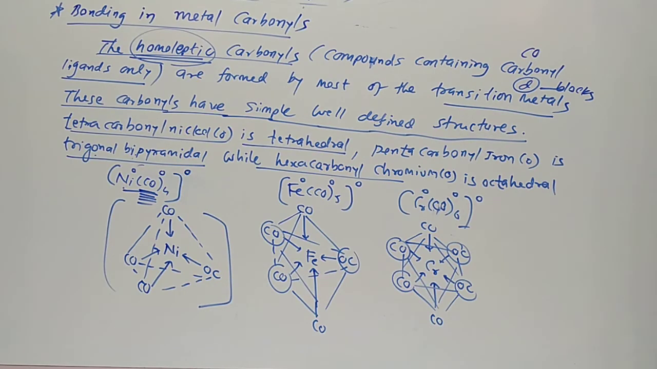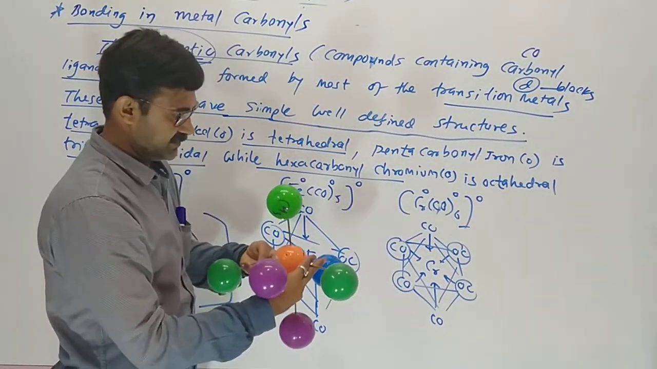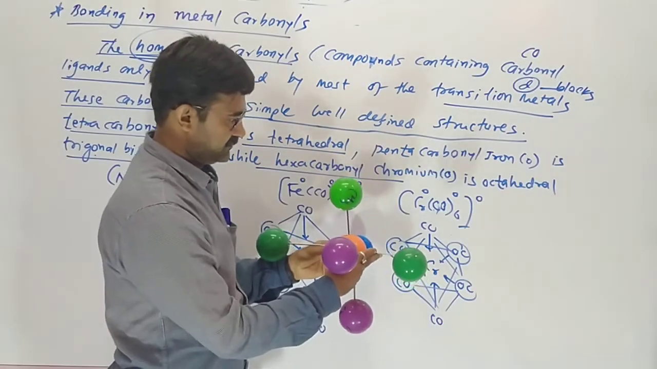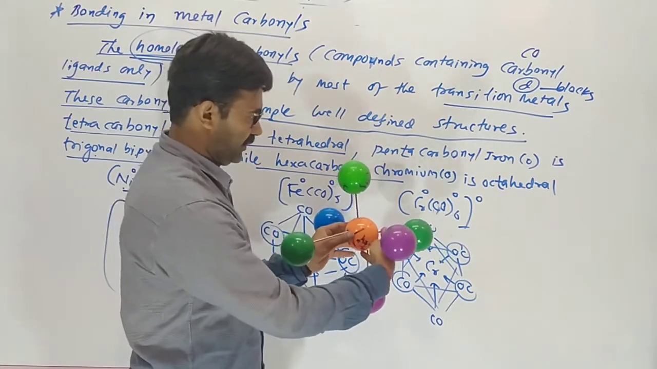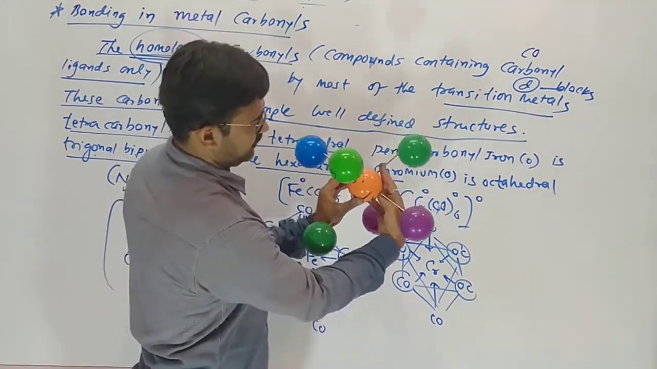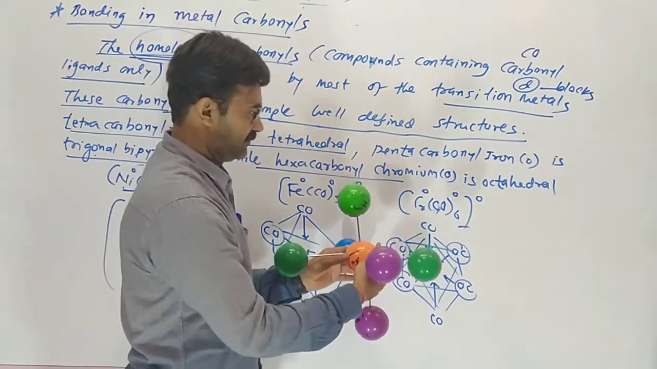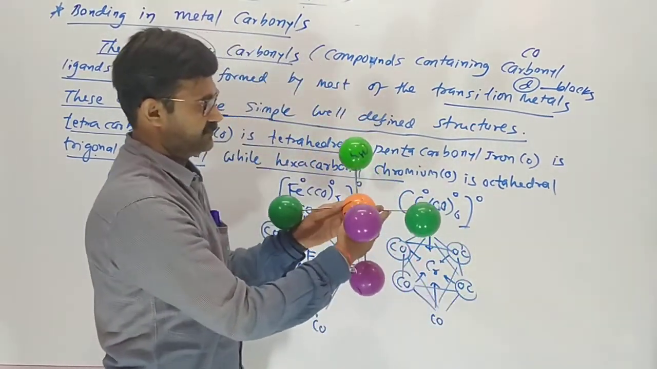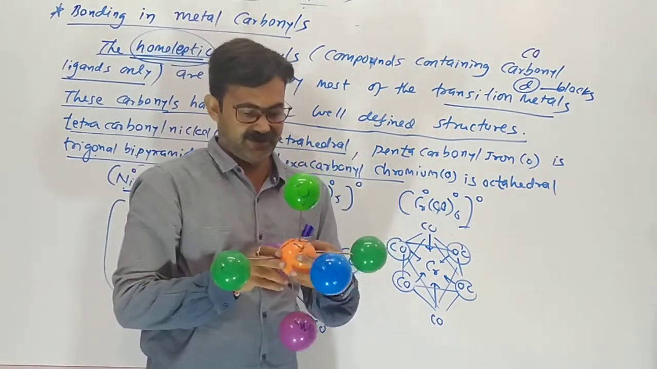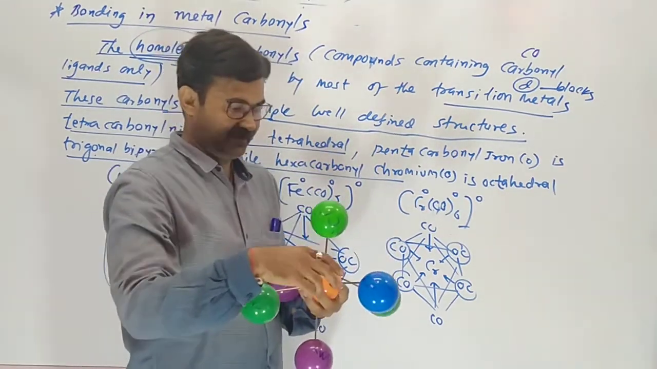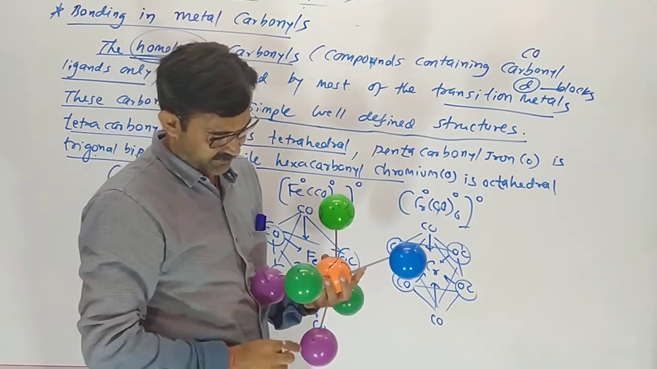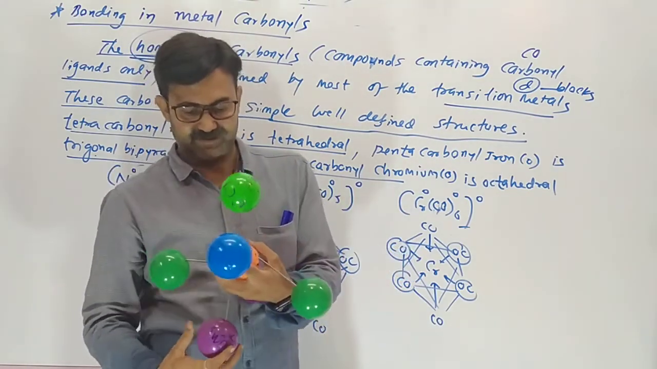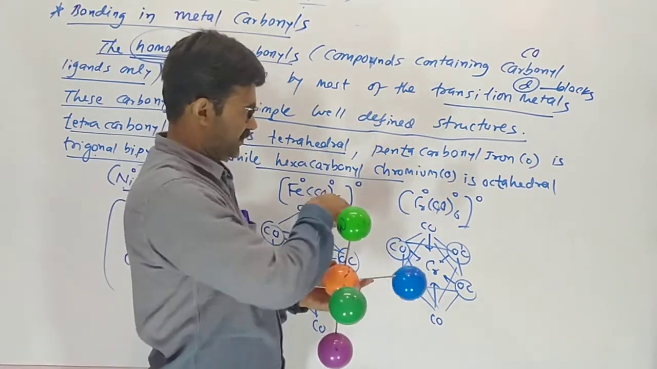What about octahedral? One metal ion is combining with 6 carbonyl ligands. This is octahedral. In the center is the chromium and 6 carbonyls. Out of 6, 4 are on the same plane at the corners of this square, and 2 are perpendicular, upward and downward. Why octahedral? 1, 2, 3, 4, 5, 6, 7 and 8. Hedral means faces, so octahedral.